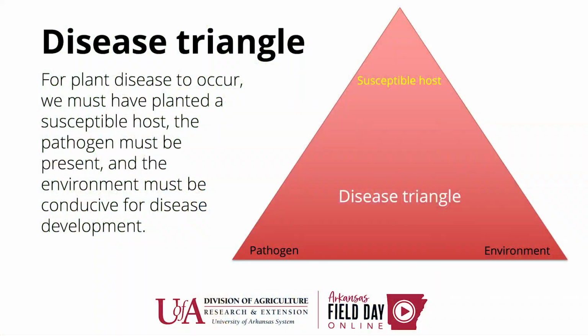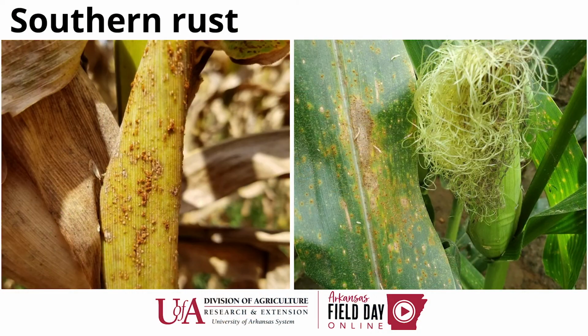So some important fundamental things to understand about plant disease management in general are that to have disease, we have to have a susceptible host, meaning a susceptible host plant. The pathogen has to be present. So one of the diseases that we talk a lot about in the state of Arkansas on corn is southern corn rust, caused by a fungus called Puccinia polysora.